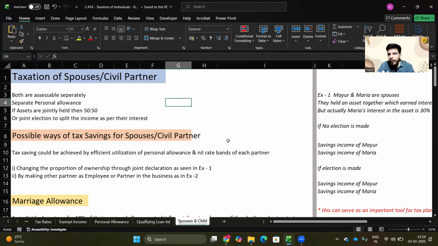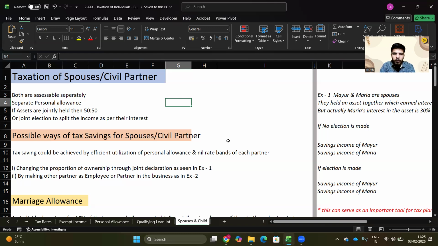If the assets are jointly held, then the income is in general split 50-50 between both, until and unless you make a joint election to split the income as per your interest. You can make a joint election so that your income could be split as you want, not in the ratio of 50-50.